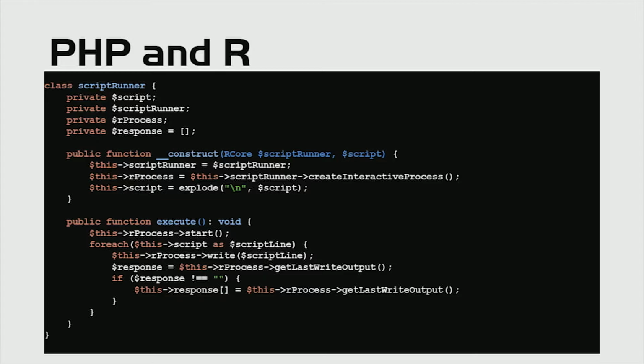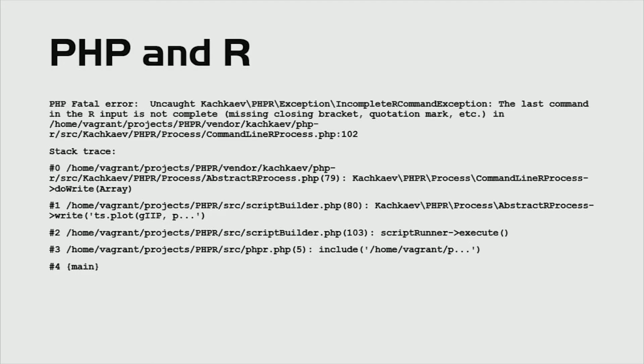So I can use a loop. I break my script, which was a giant string, into an array of lines, and then I loop over that, process or execute the write to the process, each line one at a time, look at the response. I can filter out the empty lines quite easily, build an array of responses. Oops.